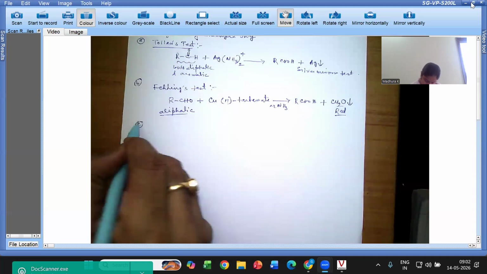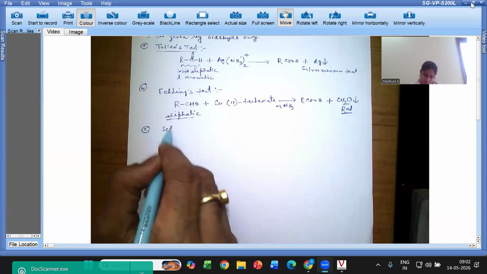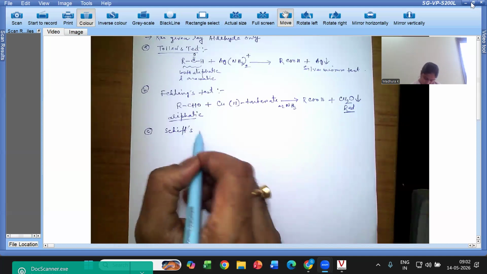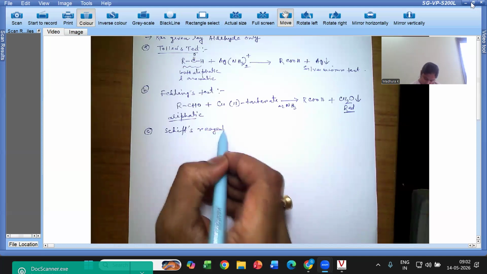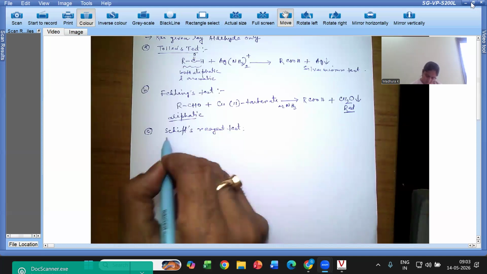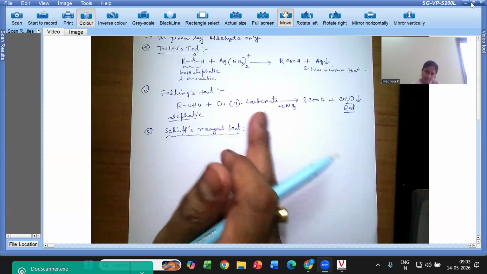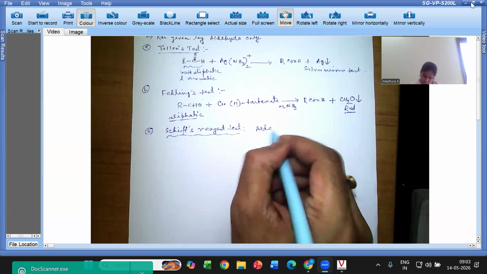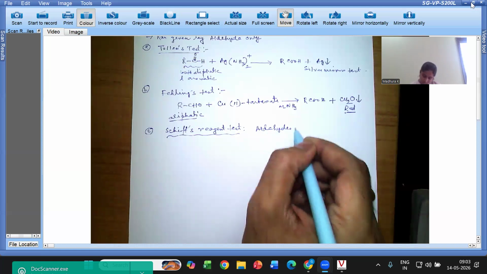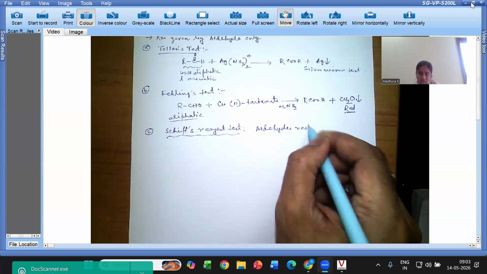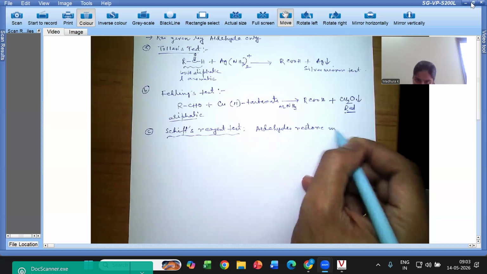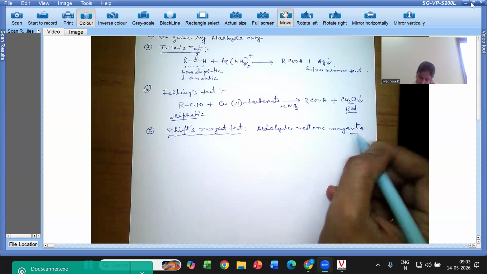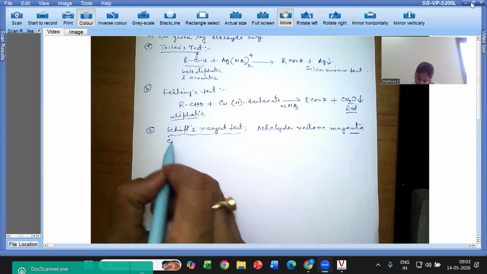Another reagent is called Schiff's reagent. Aldehydes restore the magenta color. This you need to remember. Aldehydes restore the magenta color of Schiff's reagent.